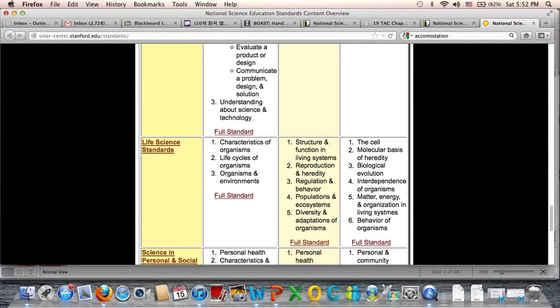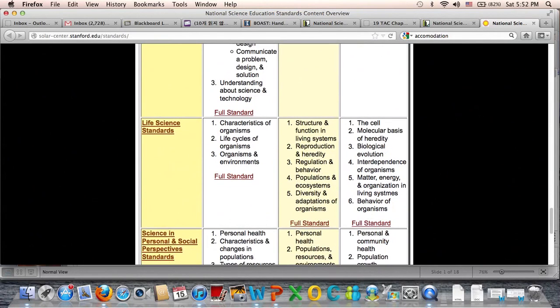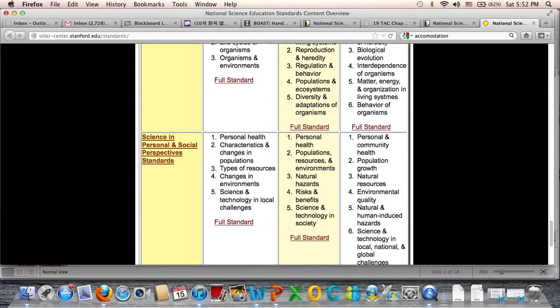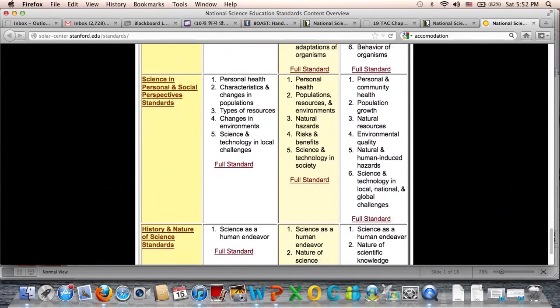In life science, of course, students need to have life science concepts and science in personal and social perspectives. Especially this class, including health education. So you need to check this science in personal and social perspectives standard. It includes personal health, characteristics and changes in populations, types of resources, changes in environment, science and technology in local challenges. Okay, so if you teach health education, you need to check this standard.